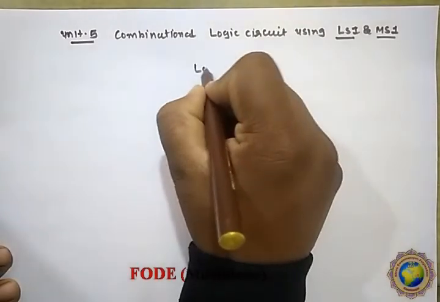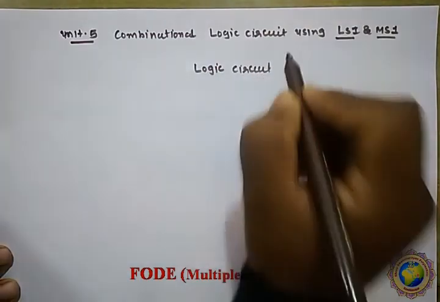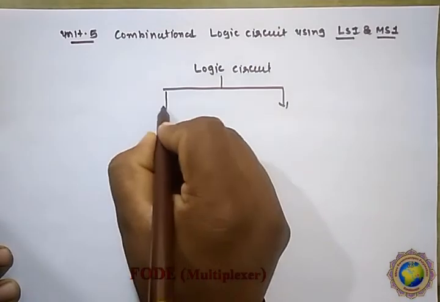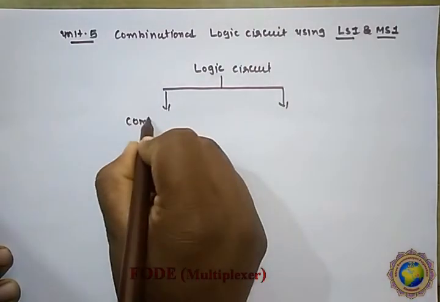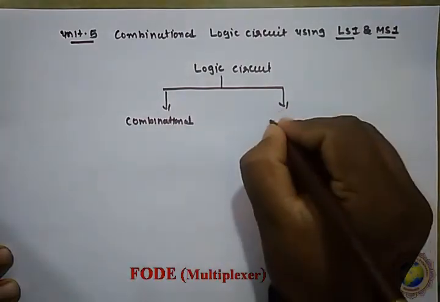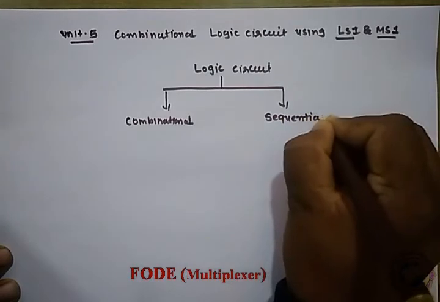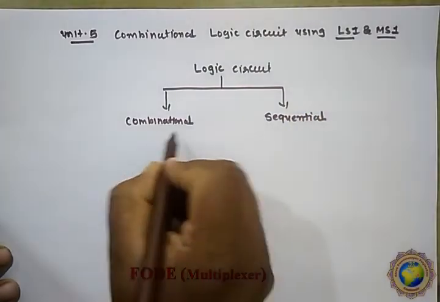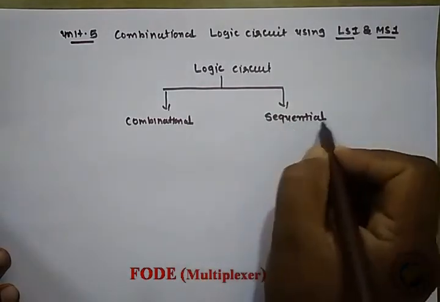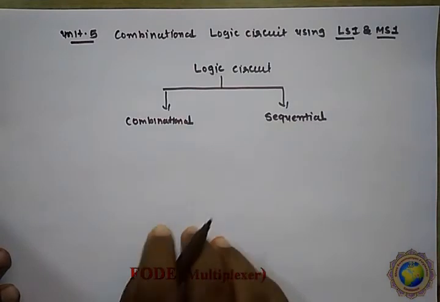The logic circuit is divided into two parts. First is the combinational logic circuit, and the second part is sequential. In the FODE subject, we have to study only the combinational logic circuit. There is no need to study the sequential logic circuit. But we will differentiate both.